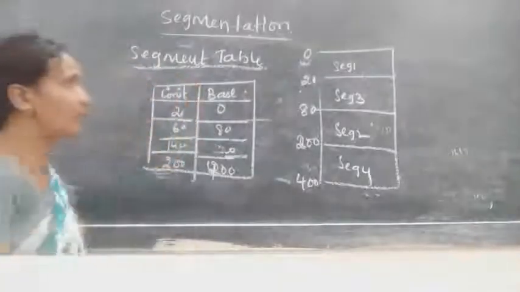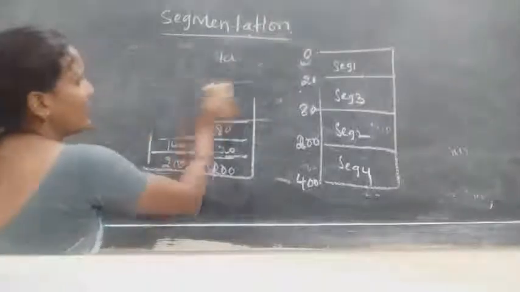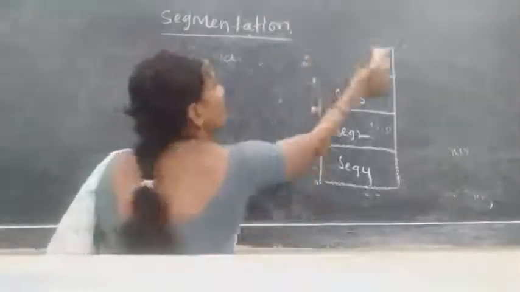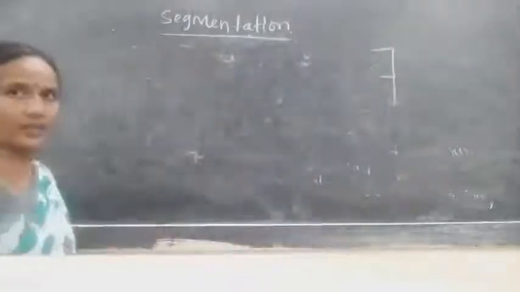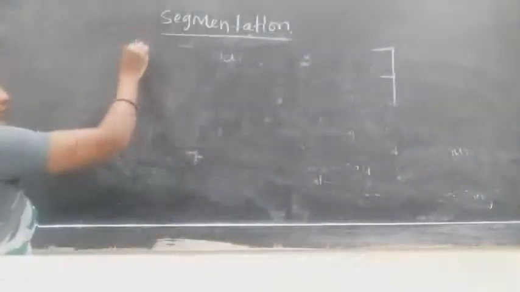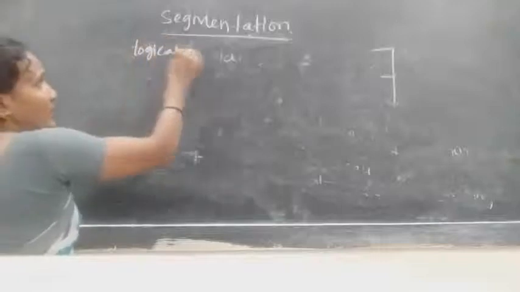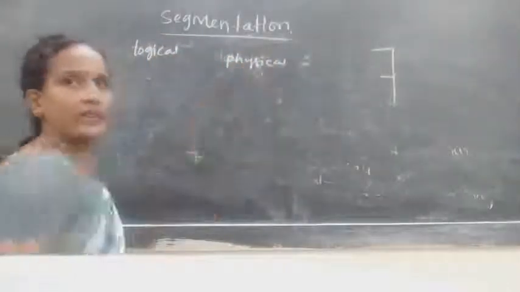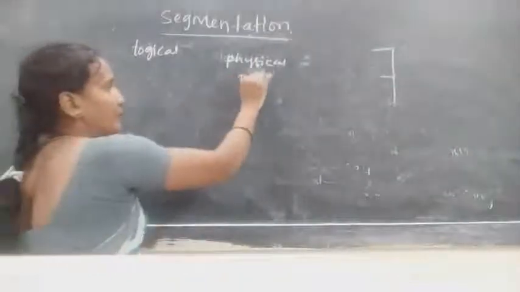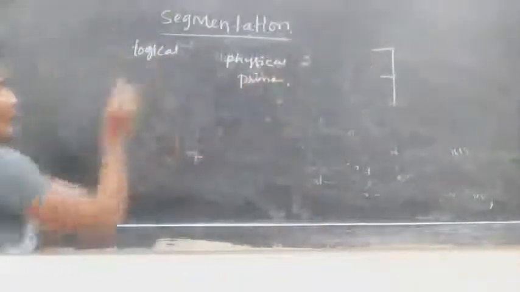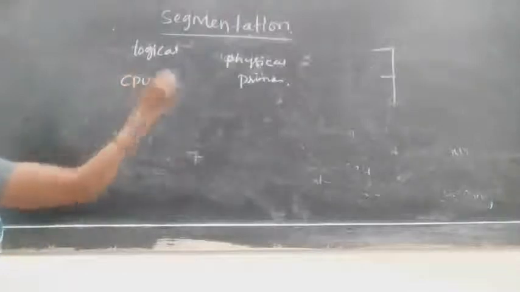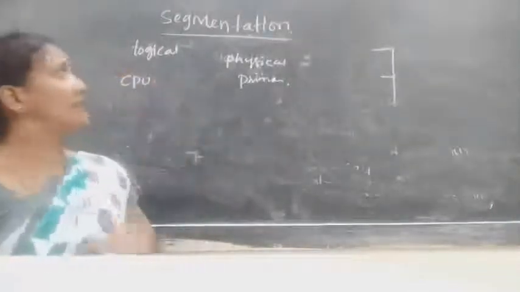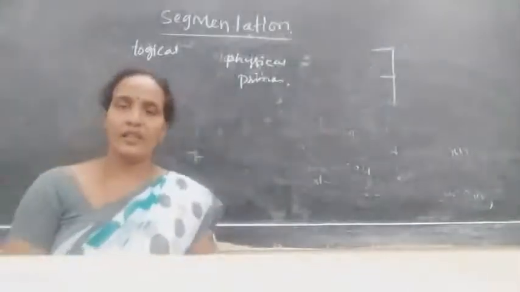Now come to the CPU, and how it translates a logical address into a physical address. Where do you get the physical address? In the primary memory. And where do you get the logical address? In the CPU. So, logical address and the next one is physical address.